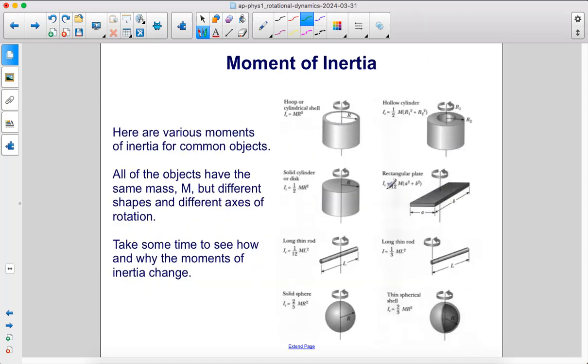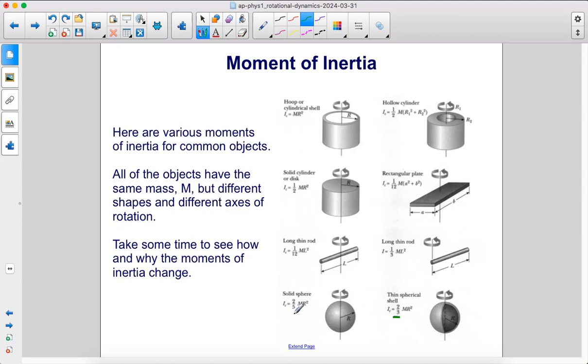Here are various moments of inertia for common objects. All of the objects have the same mass, m, but they have different shapes and different axes of rotation. Take some time to see how and why the moments of inertia change. For example, if we have a solid sphere, like a marble, and we have a thin spherical shell, they have different moments of inertia. A solid sphere is 2/5 m r squared, whereas a thin spherical shell is 2/3 m r squared.